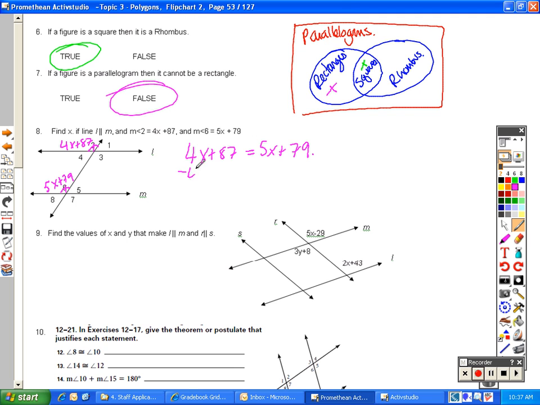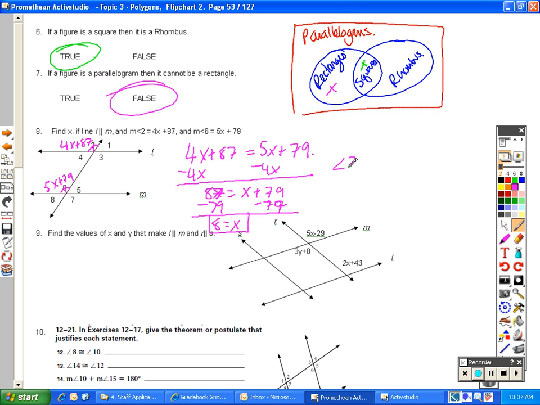So I'm going to go ahead and just solve this little algebraic expression. Subtract 4x. We've got 87 equals x plus 79. Subtract 79 from 87. If I take 79 away from 87, I get that x equals 8. All right, I can now plug it back in. I guess they only asked me for x, so technically I'm done.